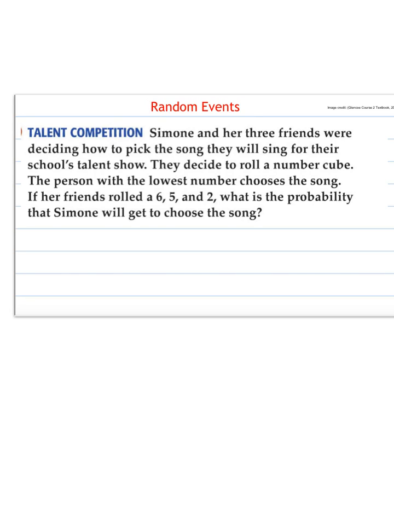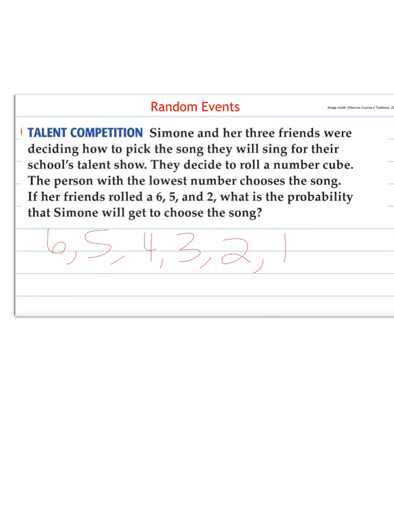All right, so let's look at this example. Simon and her 3 friends were deciding how to pick the song they will sing for their school's talent show. They decide to roll a number cube. The person with the lowest number chooses the song. If her friends rolled a 6, 5, and 2, what is the probability that Simon will get to choose the song? Okay, so the person with the lowest number. So let's think of all of the possibilities of a number cube. 6, 5, 4, 3, 2, 1.